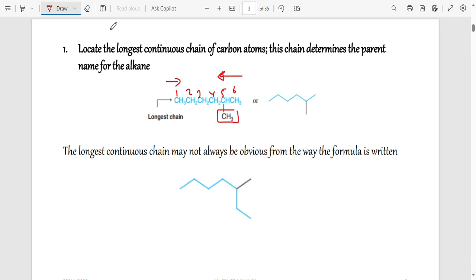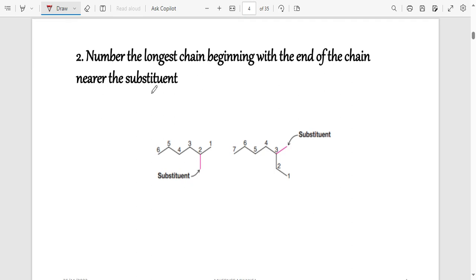Now, sometimes the longest continuous carbon chain might not be that obvious. As you can see for this one, we had to bend, and then this gives us the longest chain, because if we went straight, we would have just found 6 carbons. This is very important. And then after you count the longest continuous chain, number the longest chain from the end nearest to any substituent. You can see this is a substituent, so we are numbering from this direction so that it receives a smaller number, not the other way around.